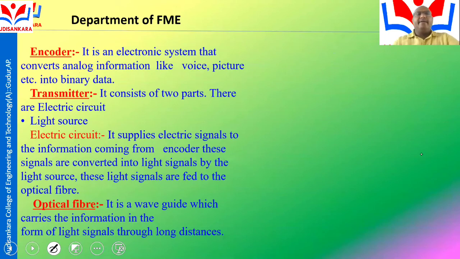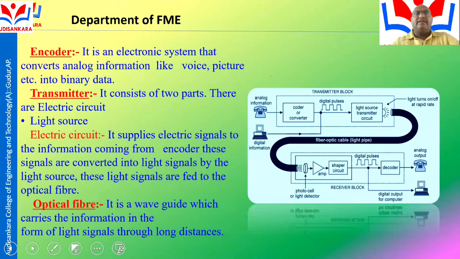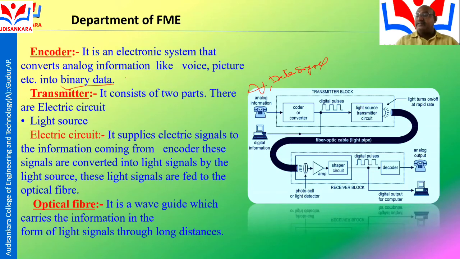So what is the importance of the encoder? The encoder takes a voice signal or data signal. It is an electronic system that converts analog information like voice, pictures, and data signals into binary data. Binary data means 1 0 0 1 1 1 and 0 0. This is the encoder. Its main aim is to convert analog information into binary data.